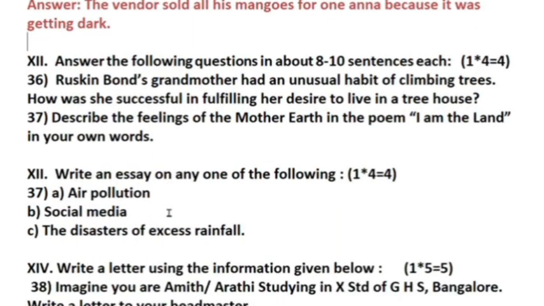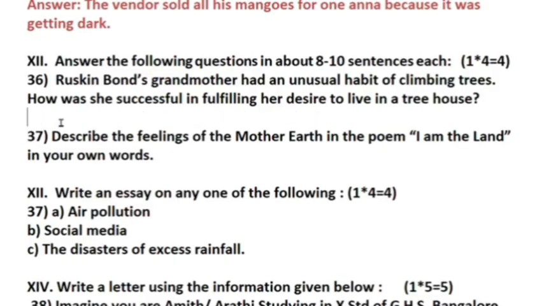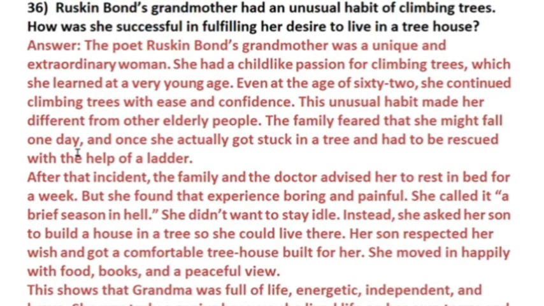12th main, answer the following question in about 8 to 10 sentences. Question number 36. Ruskin Bond's grandmother had an unusual habit of climbing trees. How was she successful in fulfilling her desire to live in a treehouse? Answer: The writer Ruskin Bond's grandmother was a unique and extraordinary woman. She had a childlike passion for climbing trees, which she learned at a very young age. Even at the age of 62, she continued climbing trees with ease and confidence.